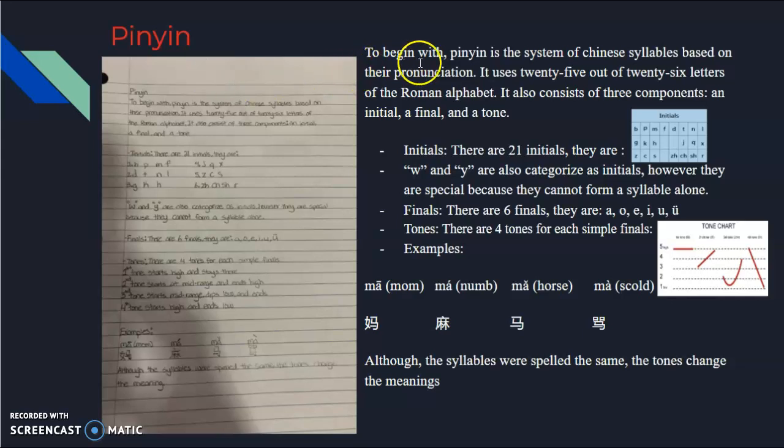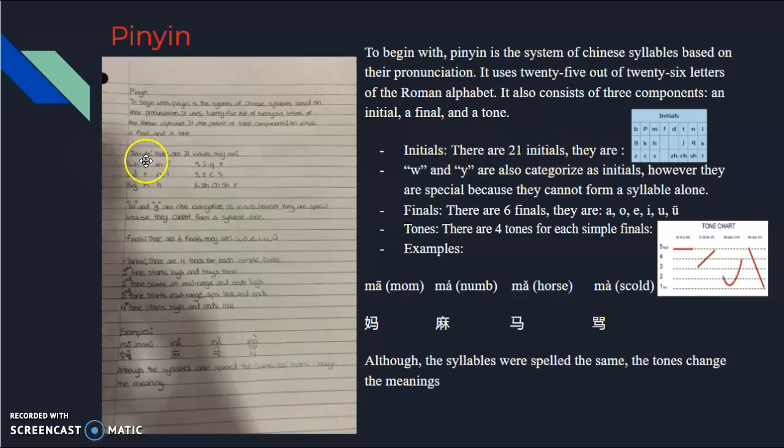Pinyin. To begin with, Pinyin is a system of Chinese syllables based on their pronunciation. It uses 25 out of 26 letters of the Roman alphabet. It also consists of three components: an initial, a final, and a tone. Initials. There are 21 initials.